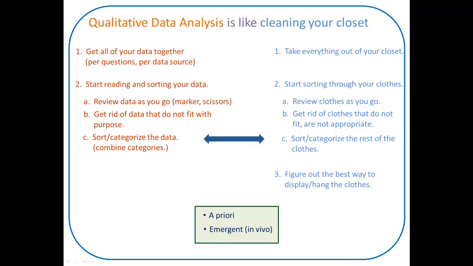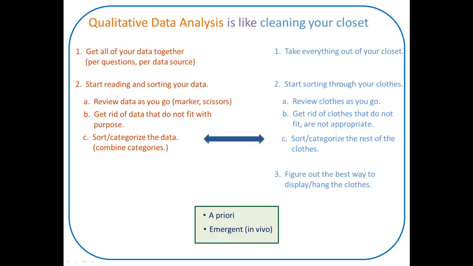So you might sort your data into categories that already exist. With our closet, an example of an a priori category would be winter, spring, summer, and fall. That's a way that lots of people categorize their clothes. It already exists. It didn't matter which clothes we had in our pile. If that's how we were organizing it, we were using an a priori, or an existing, set of categories.